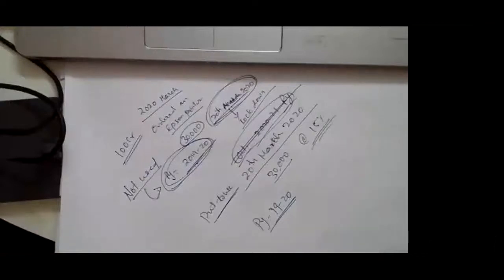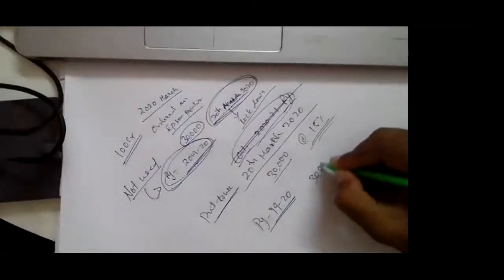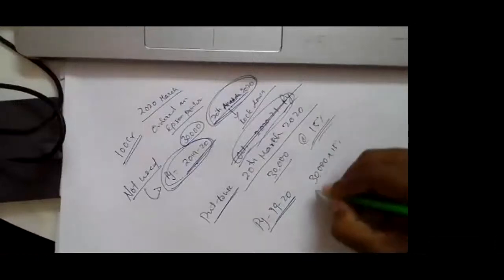2,250, sir. How did you get that? 30,000 into 15% divided by 2. Divided by?